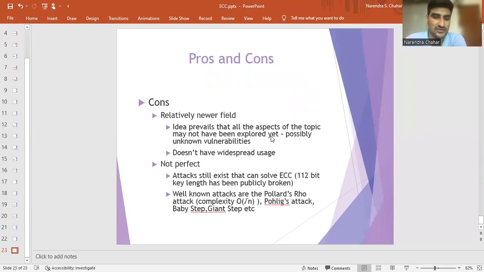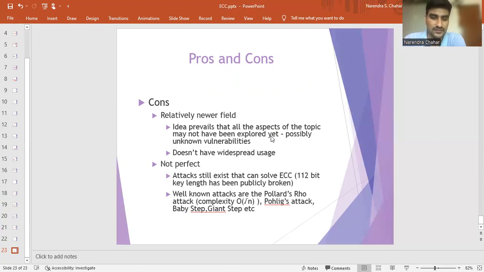It is a relatively newer field, so the idea prevails that all the aspects of the topic may not have been explored yet. Possibly unknown vulnerabilities might be there. It doesn't have widespread use. This is not the perfect algorithm for cryptography. Why is that? Because attacks still exist that can solve ECC; a 112-bit key length has been publicly broken already.